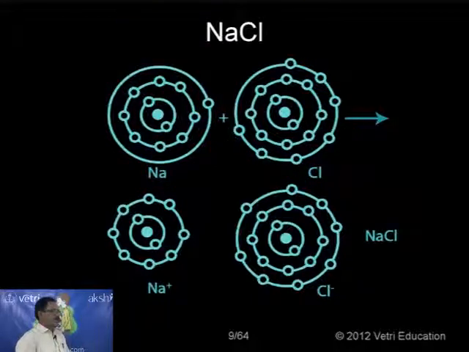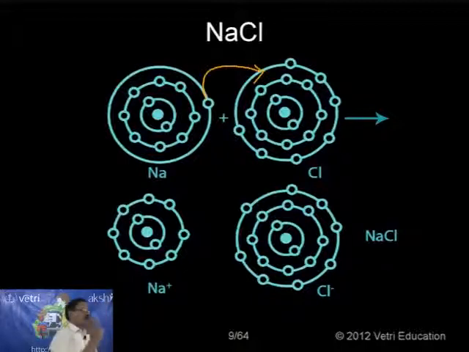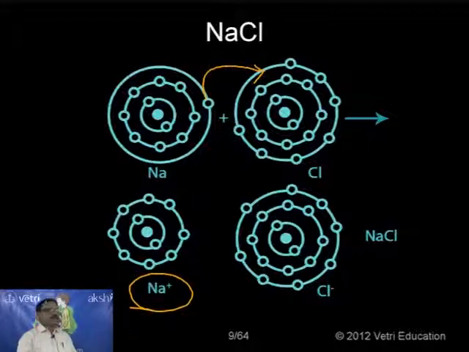Let me explain. Sodium, as I have already pointed out, is a highly electropositive metal. It can donate 1 electron to chlorine, and chlorine will accept this electron. According to the theory, the atom that donates an electron will be positive, so it becomes Na plus. The atom that accepts an electron will be negative, so chlorine, by accepting this electron, becomes negative.